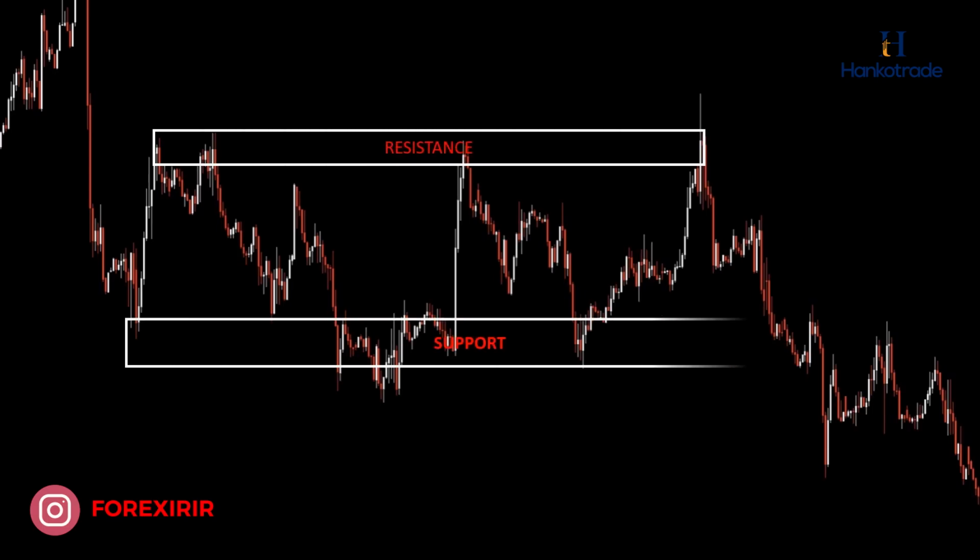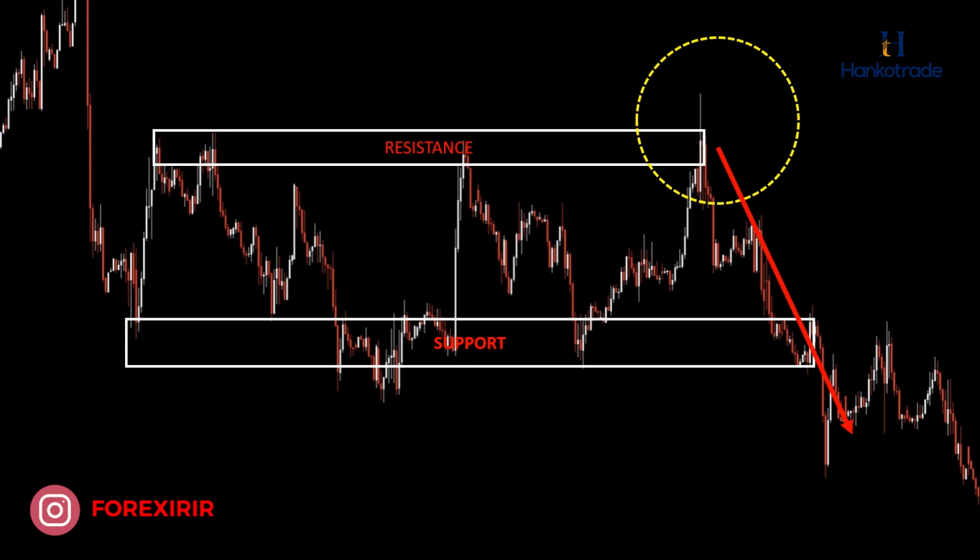Let's examine an example to understand how large financial institutions, such as banks, utilize inducement zones to manipulate the market and ensnare unsuspecting traders. Look at this resistance level here, and notice how the price approaches it but faces a strong rejection. This isn't a coincidence. Banks are well aware of how retail traders think, and they exploit this knowledge to their advantage.